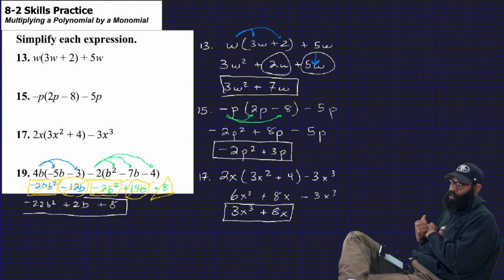Full-fledged shape method of collecting like terms. I love it. I love it. You love it? That's what I'm talking about.